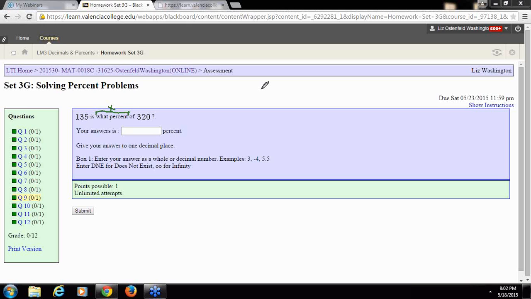Alright, I'm starting to get some answers now. Okay, so we got 135. The word is, my equals. What percent, my variable, of 320, which obviously can be written a couple different ways. 135 equals 320x. Okay, very good.